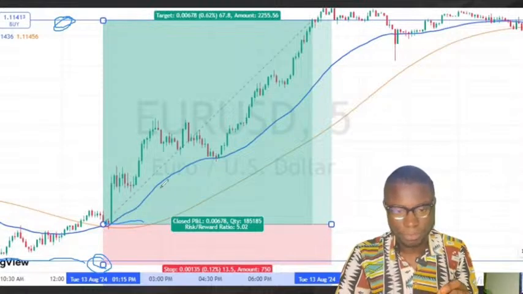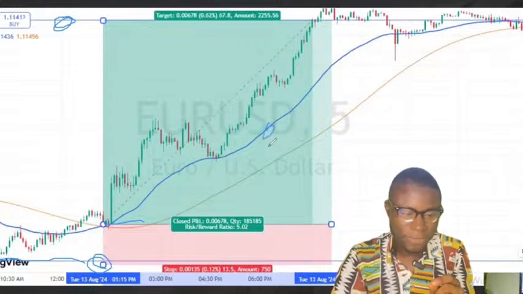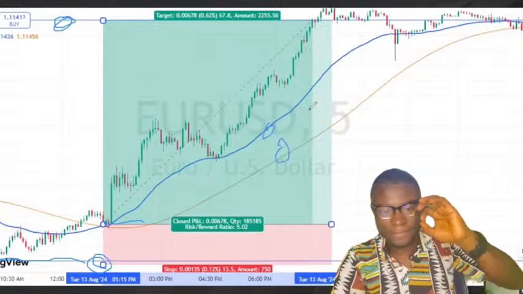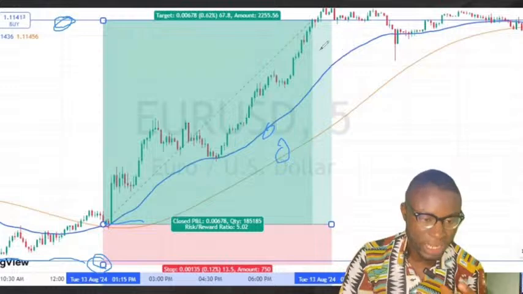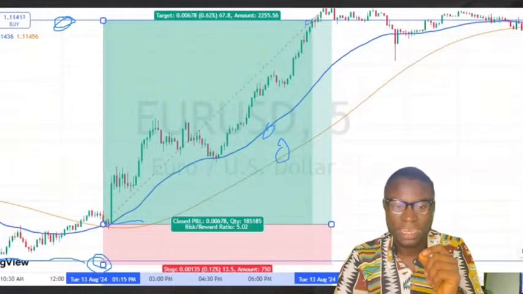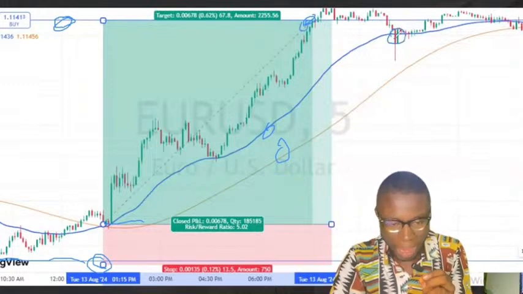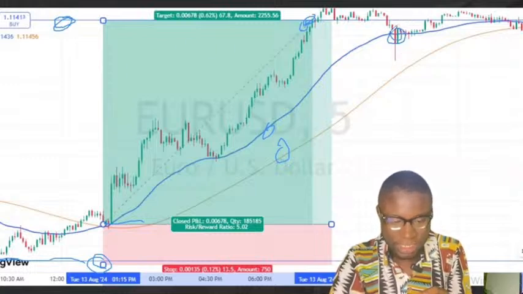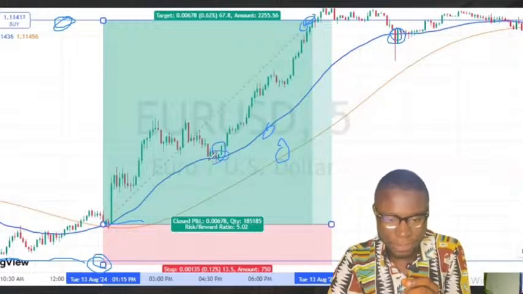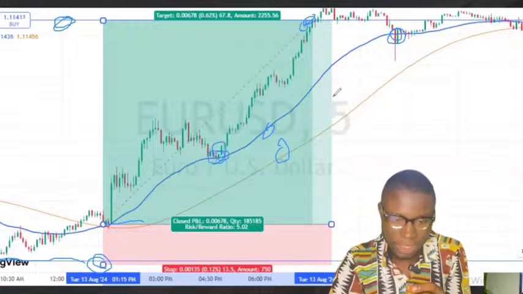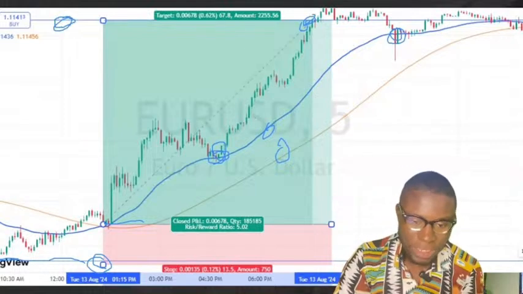As you can see, price has been respecting the blue moving average and has been trading above both of them. So I allowed it to continue moving in my favor. I was just trailing it until price hit my take profit. If price didn't hit my take profit, I would have closed it around here, as soon as I see this candle closing below the blue moving average, because price has been respecting it, as we can see here. Alright, so this is how I exit my trade.